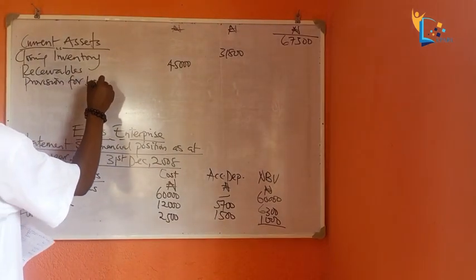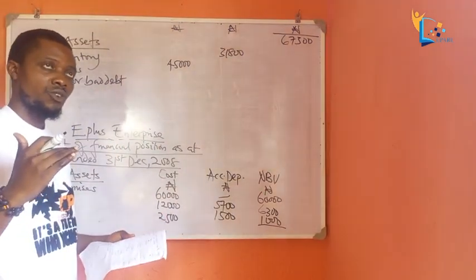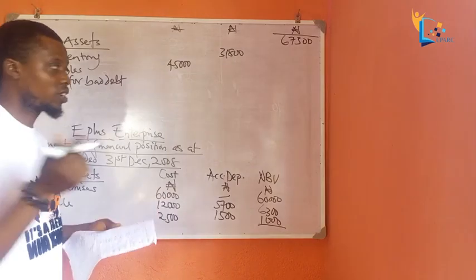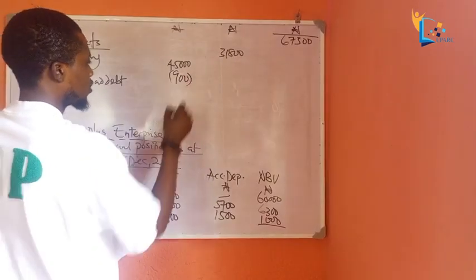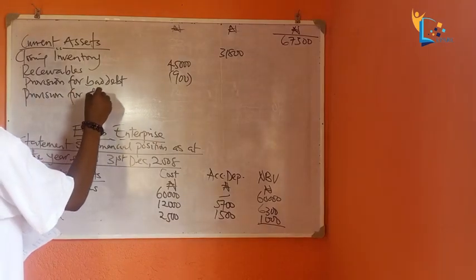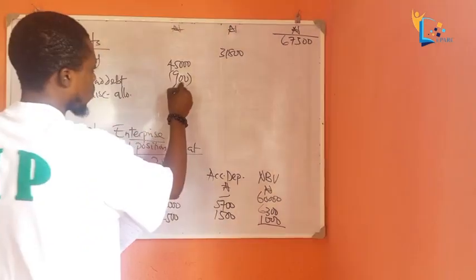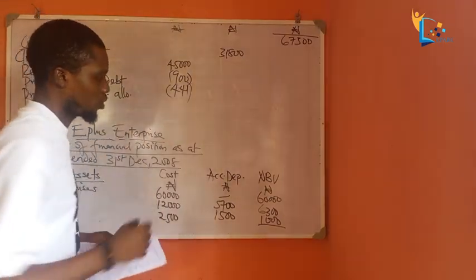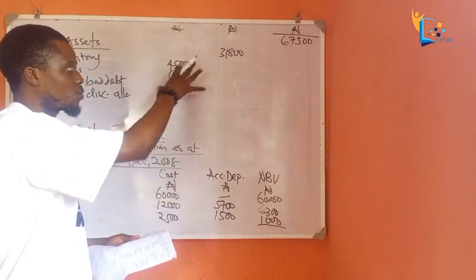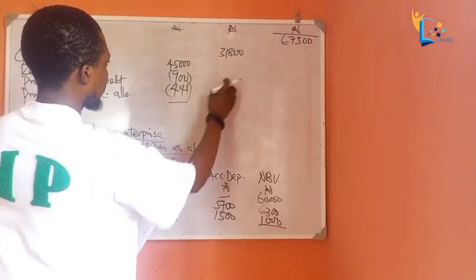So provision for bad debt. Now remember, we increased provision from 200 to 900. Do you understand? We increased the provision to 900. So we are going to deduct 900. There's another provision for discount allowed. That was 441, if I'm not mistaken. That was 441 from additional information. If you have been following us, you understand where we're getting these figures from.